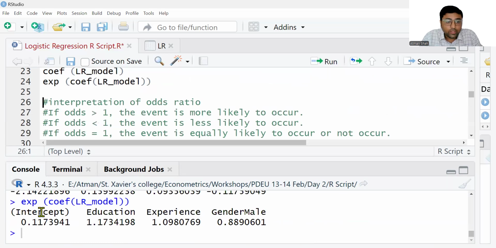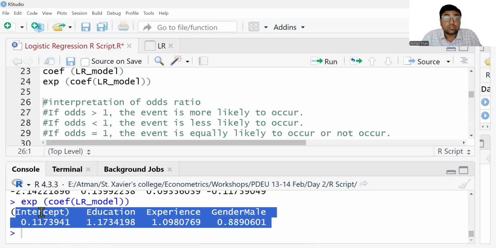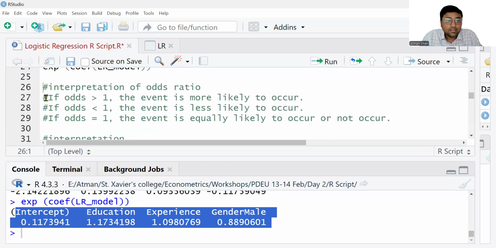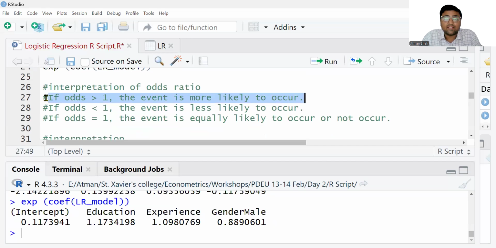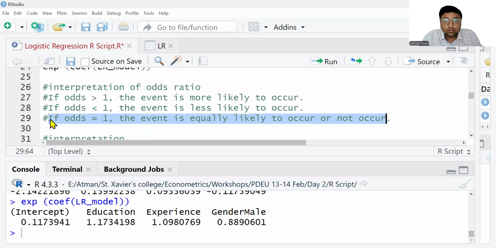Now we are going to interpret this. This is the odds ratio. Now how to interpret the odds ratio? See here. If the odds ratio is greater than 1, the event is more likely to occur. If it is less than 1, the event is less likely to occur. And if it is equal to 1, the event is equally likely to occur or not occur.